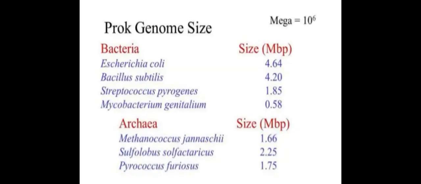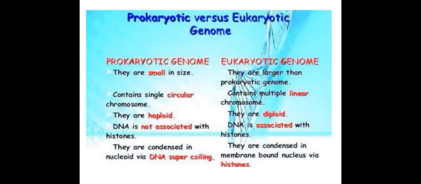Genome size. Prokaryotic versus eukaryotic genome. Prokaryotic genome: they are small in size and contain a single circular chromosome. They are haploid. DNA is not associated with histones. They are condensed in the nucleoid via DNA supercoiling.